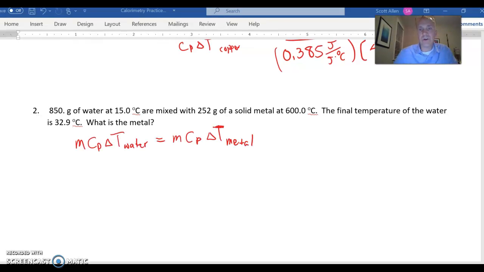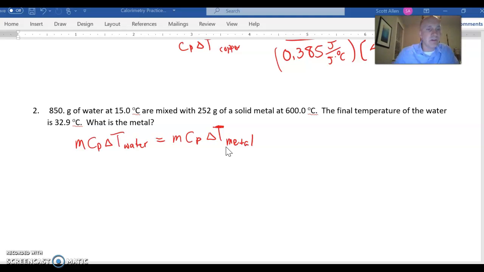We're going to start off with the same basic assumption, which is that the mass times specific heat times the temperature change of the water is equal to the mass times the specific heat times the temperature change of the metal. Let's take a look at the problem and see what we know and what we don't know. First, the mass of the water.